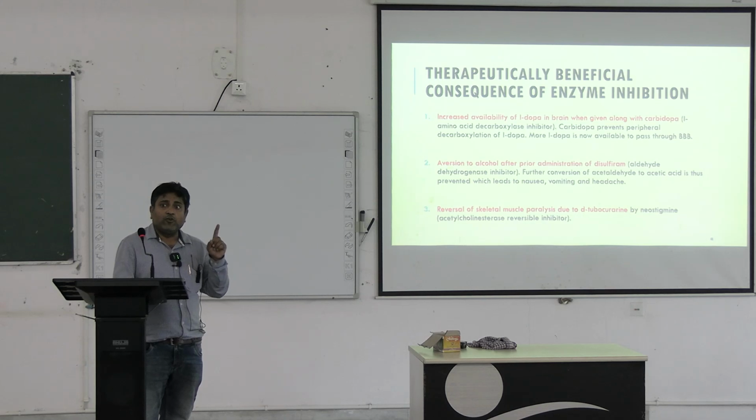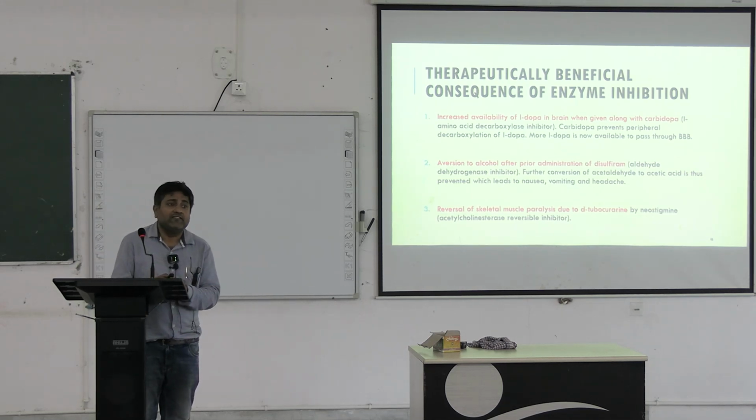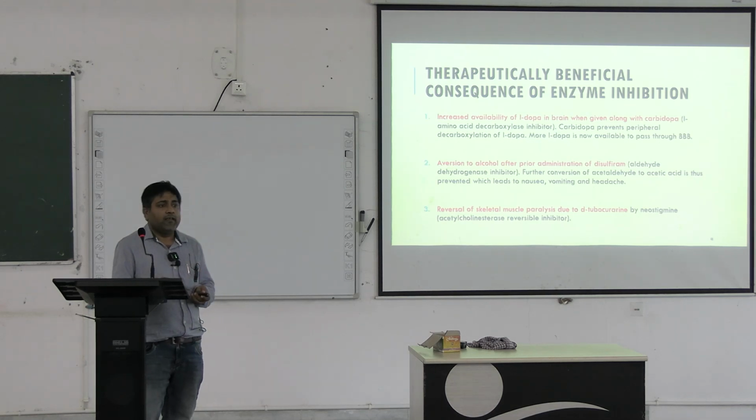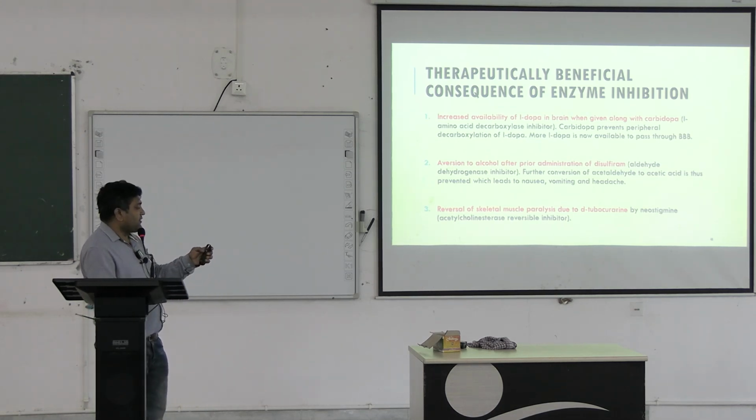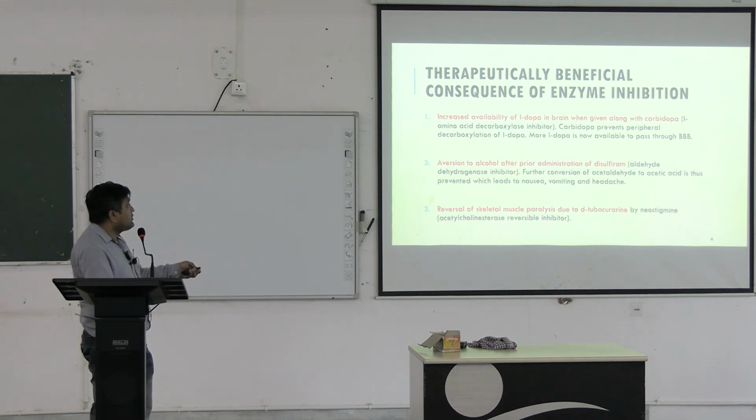Now, this levodopa is metabolized peripherally also by decarboxylase enzyme to dopamine. So, some of the levodopa can't work, and only a small quantity reaches the brain. Now, carbidopa is a peripheral decarboxylase enzyme inhibitor. So, more and more levodopa will reach the brain, and hence there is a synergistic effect. So, increased availability of levodopa in the brain when given along with carbidopa. Number 2, aversion to alcohol after prior administration of disulfiram.